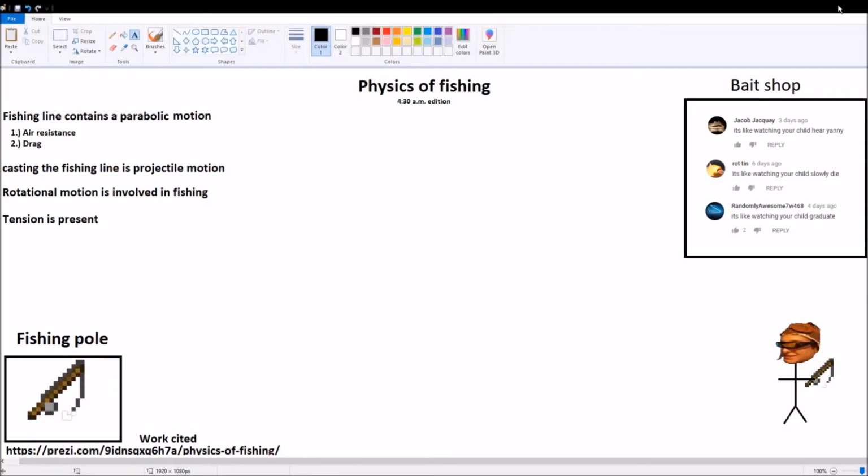What is parabolic motion? A projectile is an object upon which the only force is gravity. Gravity is the downward force causing the projectile to accelerate in the downward direction. So that kind of plays in with air resistance and drag, and how heavy your bait is, and what kind of line you have.